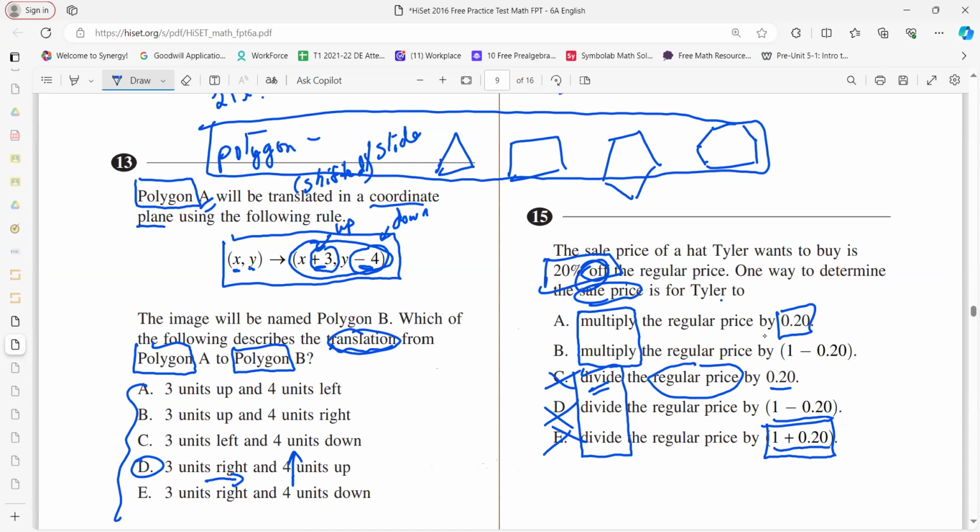The word off tells you that we should be subtracting away 20%. It's like saying it's 100%, the original price, minus the 20% we're taking off of that. So you are paying 80%, because it's taking 20% off. Does that make sense? That's why the answer is B.